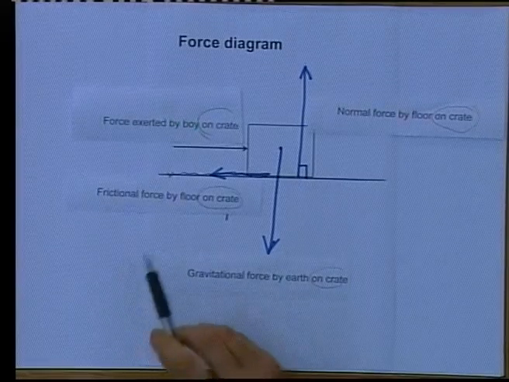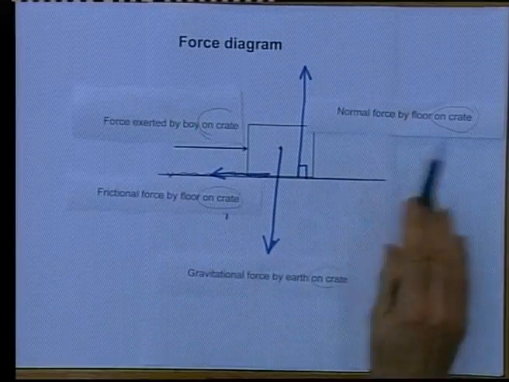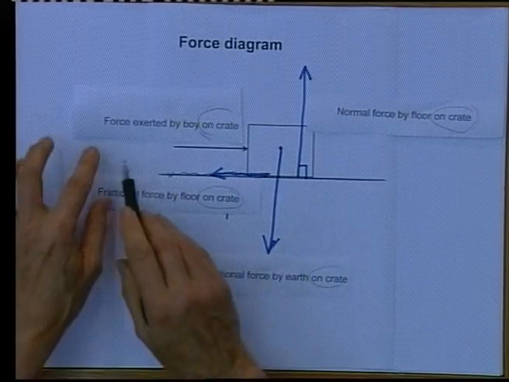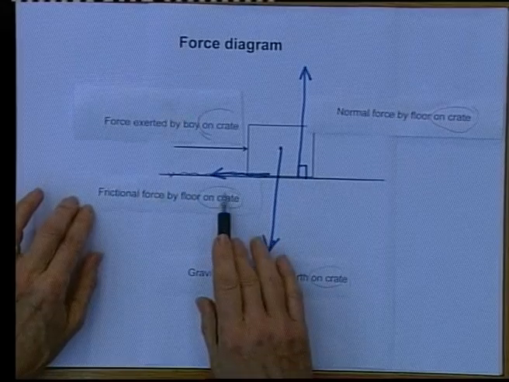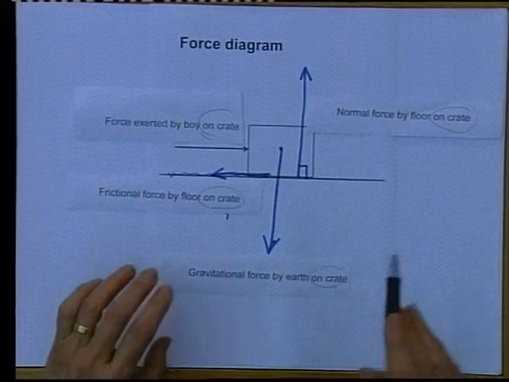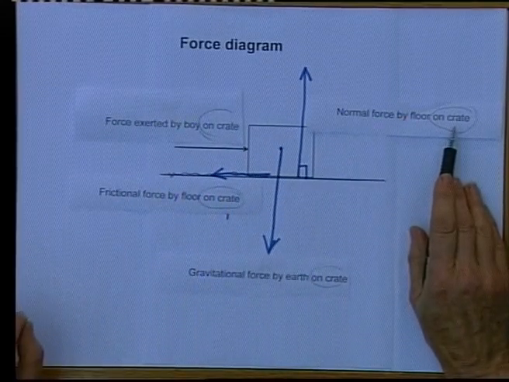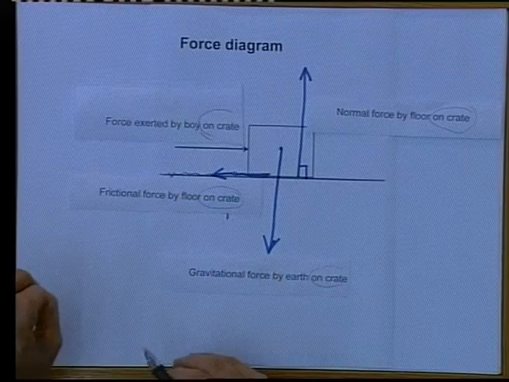You see, this way you make 100% certain that you don't have any forces here that do not act on the crate. It's the force exerted by the boy on the crate, the frictional force by the floor on the crate, the gravitational force by the earth on the crate, and the normal force by the floor on the crate. Each one of these forces you are 100% certain are acting on the crate. If it happens that you've got a force where the label does not end on the crate, you have to double check that. That might be a troublemaker. Just check it again, whether it's a force that is indeed acting on the crate. So I think this is now a force diagram, and this is how you will deal with a force diagram.